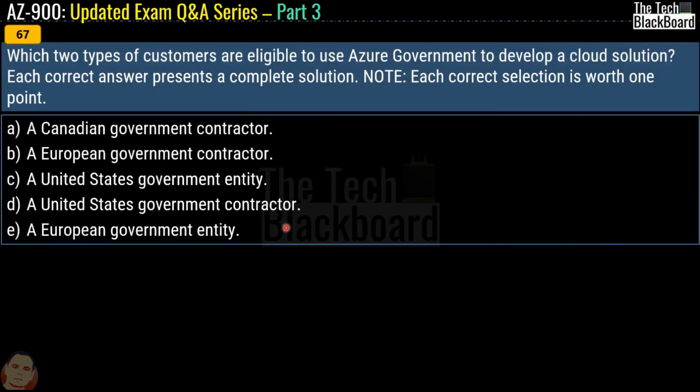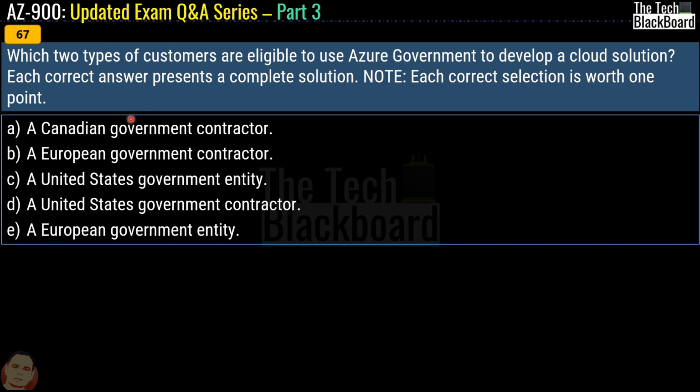Now let's move to the other question, question number 67. The question says that which 2 types of customers are eligible to use Azure government to develop a cloud solution. Each correct answer presents a complete solution. You have to note that each correct selection is worth 1 point.